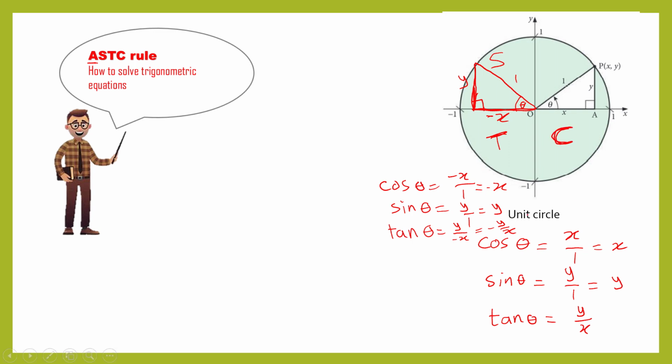If you follow the same way with the unit circle, you're going to reach that all trigonometric ratios are positive in the first quadrant. In the second quadrant, only the sine is positive. In the third quadrant, the tan is positive. In the last quadrant, the fourth, only cosine is positive. So let's see the asterisk rule here.